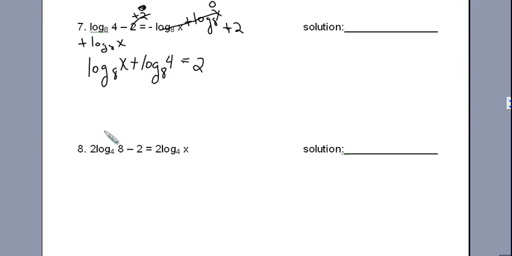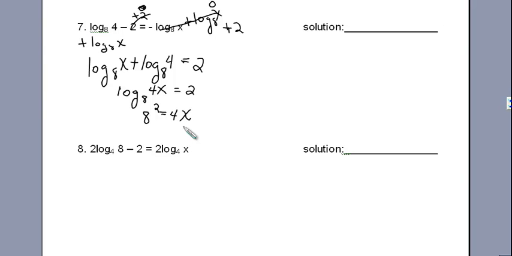Alright, now we go to the rules we learned last time. We've got a sum of logs, which means we can combine that into one log, and that will become log base 8 of 4 times x. When they're added, combine it as a product. That equals 2. Now you've simplified this about as much as you can. You've got 1 log equals a number. Let's put it in exponential form. 8 squared is equal to 4x.